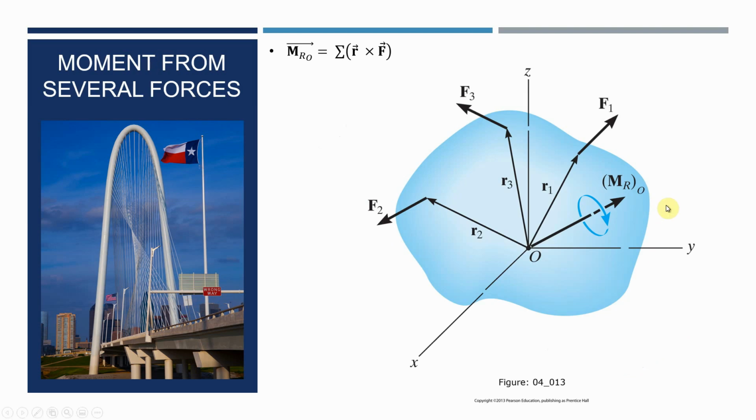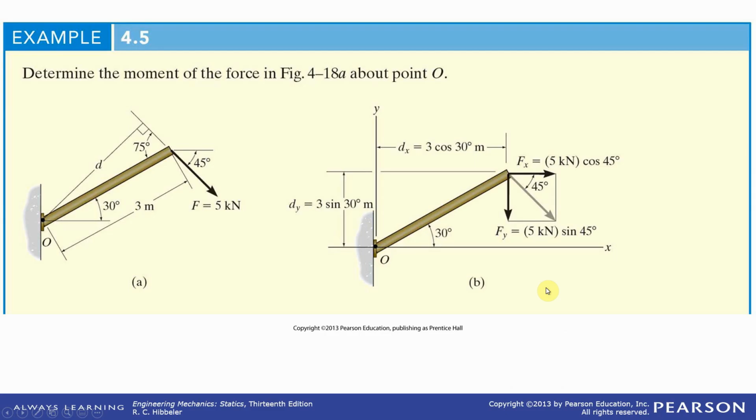The sum of the moments, just add up all the R cross Fs. We've done that before. I was already using this back in my Excel spreadsheet. Just add up all the moments. The moment caused by this force, and then the moment caused by this force. You just add them all up about point O. Okay. So let's determine the moment of this force, and I will pick up this problem when we get back.